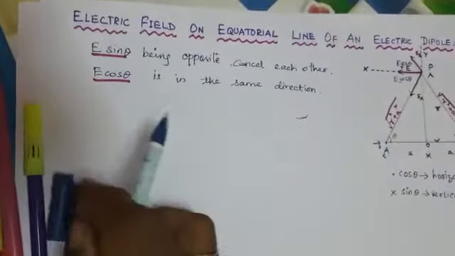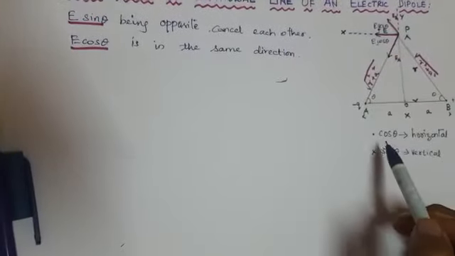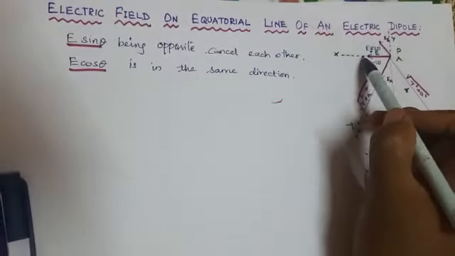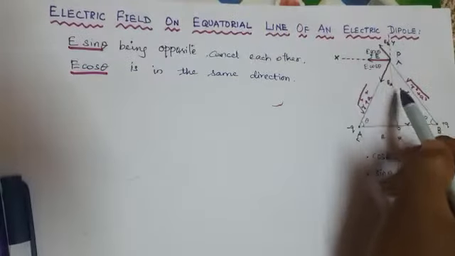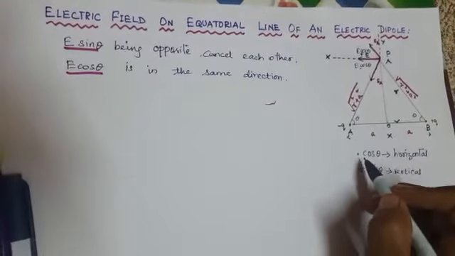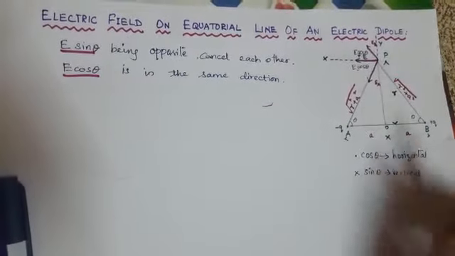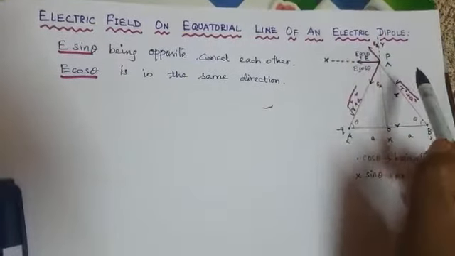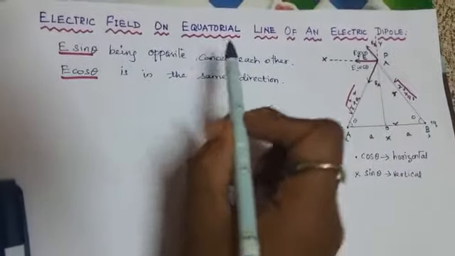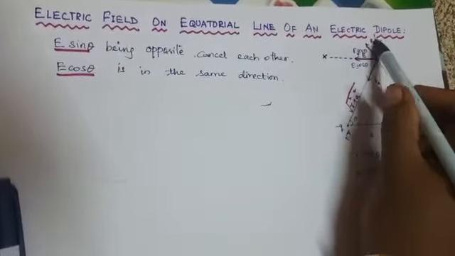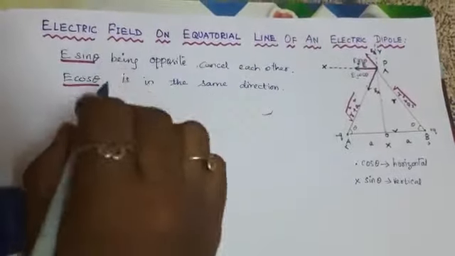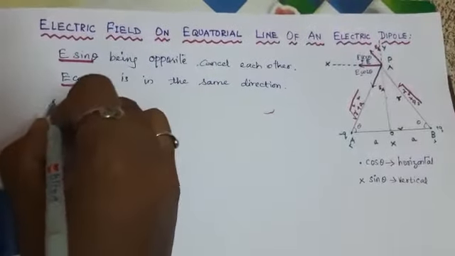I already told you that the dot product is nothing but cos theta, the horizontal component, and this would be the vertical component. I will mention it in x and y directions: the x direction is cos theta, the y direction is sin theta. So E sin theta, being opposite, cancels each other, but cos theta is in the same direction. So we are going to take the resultant.